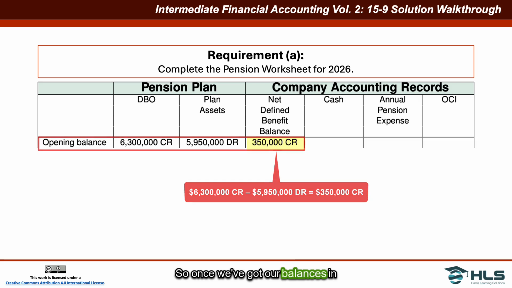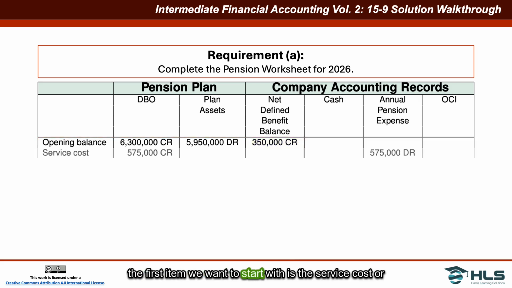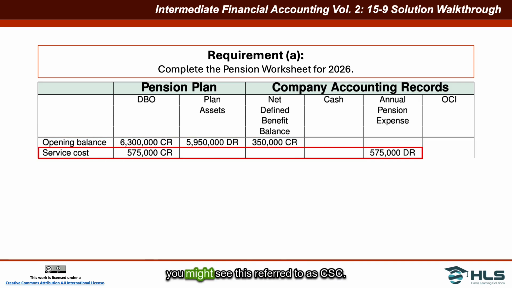So once we've got our balances in, the first item we want to start with is the service cost, or the current service cost. In some examples, you might see this referred to as CSC. You'll never have to calculate this in a problem. This is always given. The current service costs are $575,000.